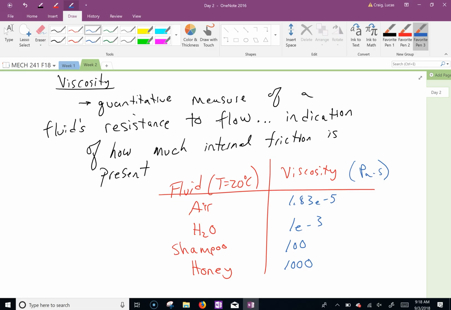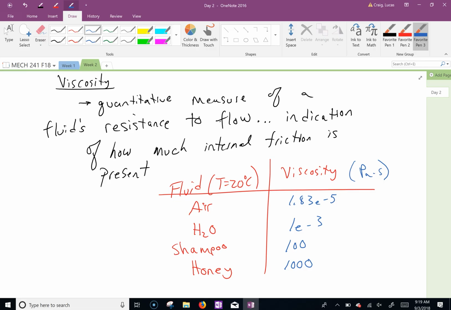So here, air has really low internal friction. The number is 1.83 e to the negative 5, so that's times 10 to the minus 5. That's what the E stands for. And then water is 1 e to the minus 3, shampoo 100, and honey is 1,000. Look at air compared to honey. That's so much, right? That's why it's so hard to swim through honey. Imagine breathing honey. It doesn't work too well. All right, so just remember, viscosity is an indication of how much internal friction is present.